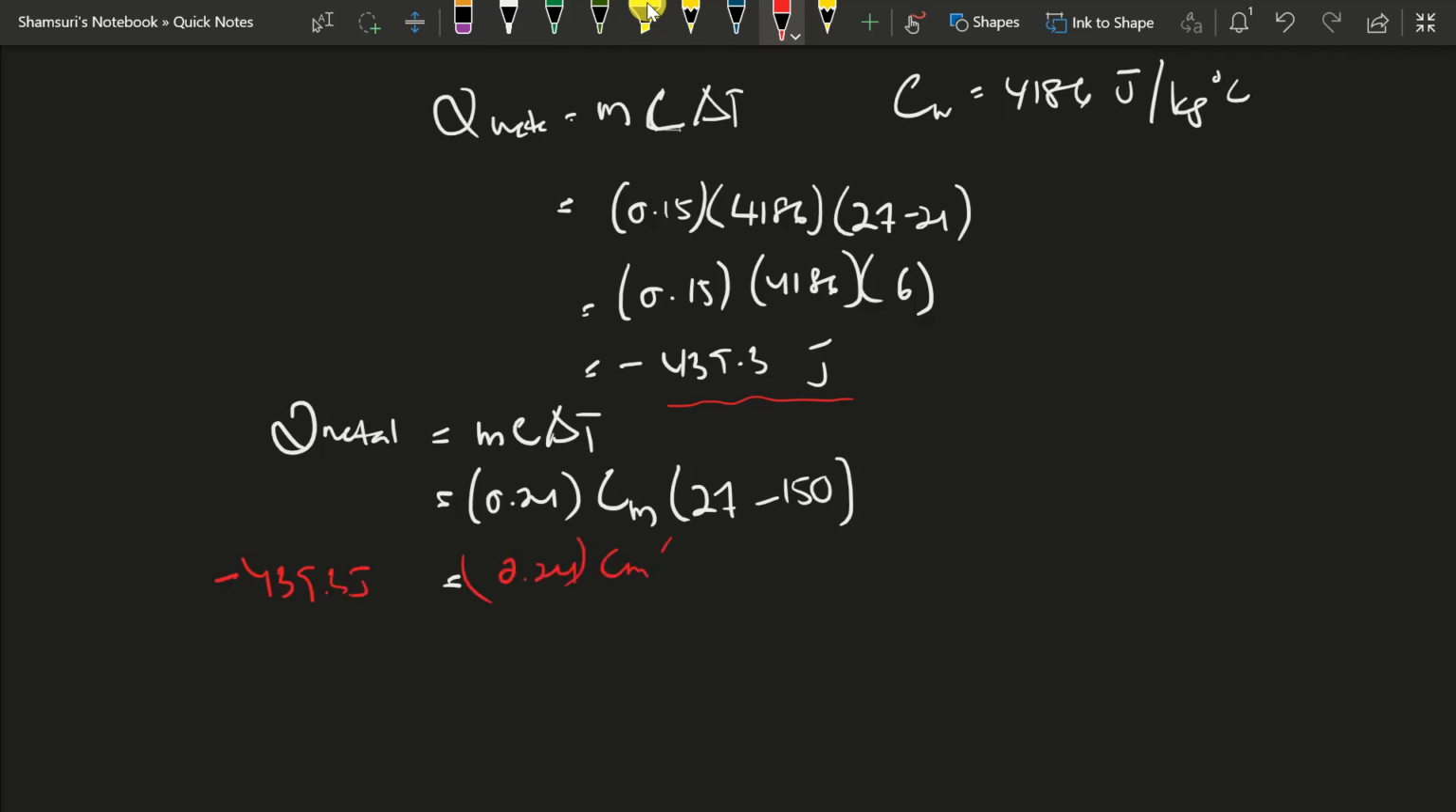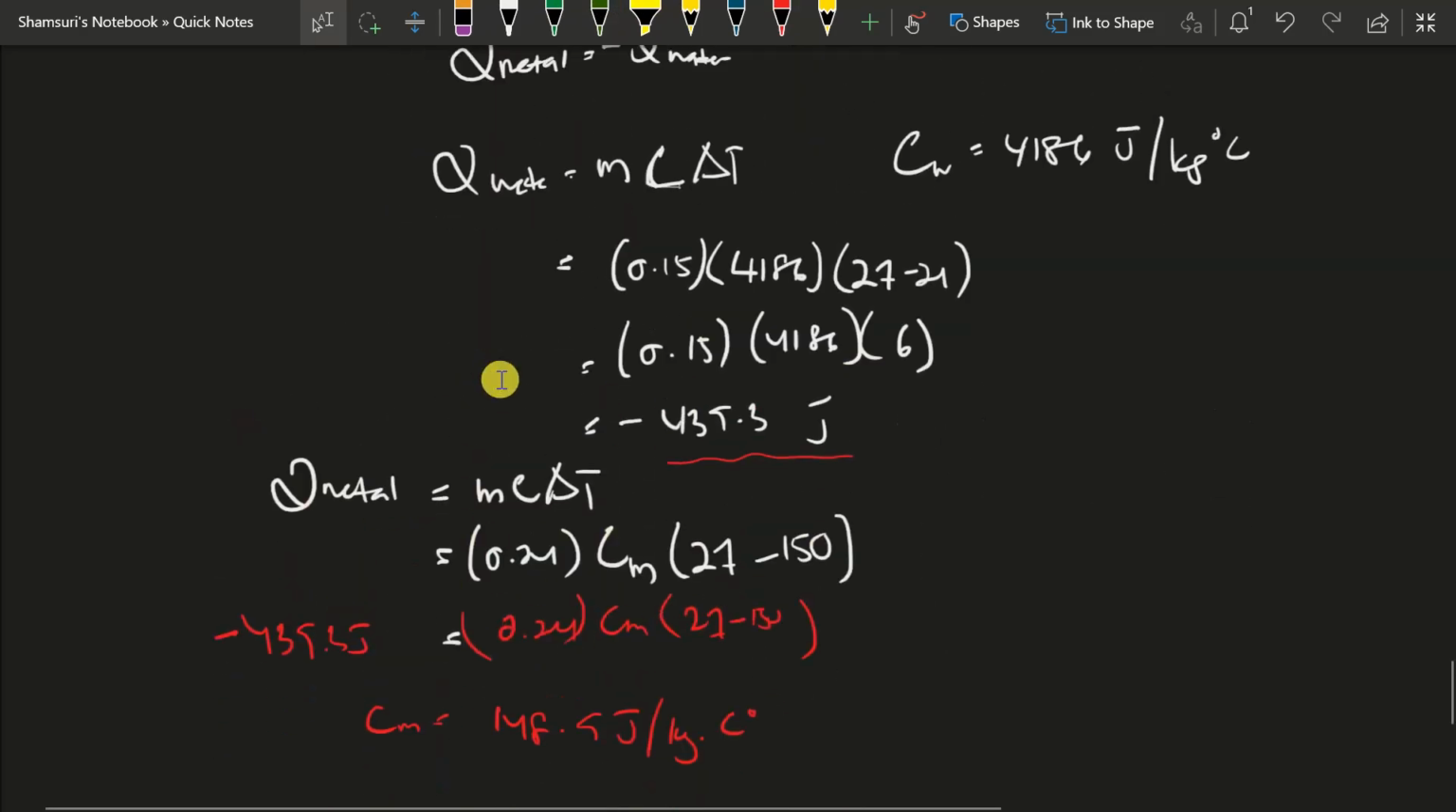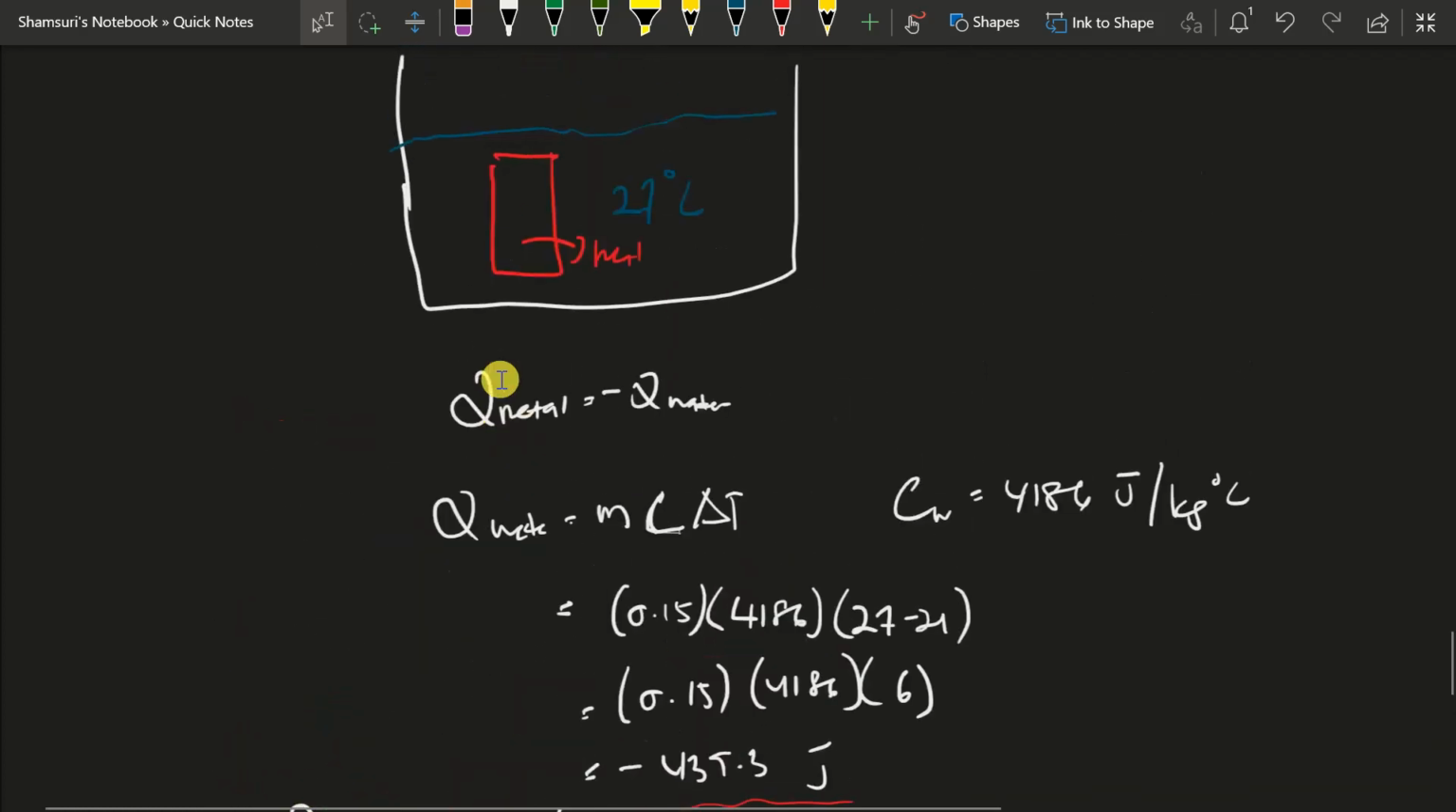I just show you this, 27 minus 150, and then you can get the C, maybe about 148.9 joule per kilogram per degree. So this is the C of the metal. Based on this question, you can find the specific heat, and if you have the C of the metal, you can also find the mass.